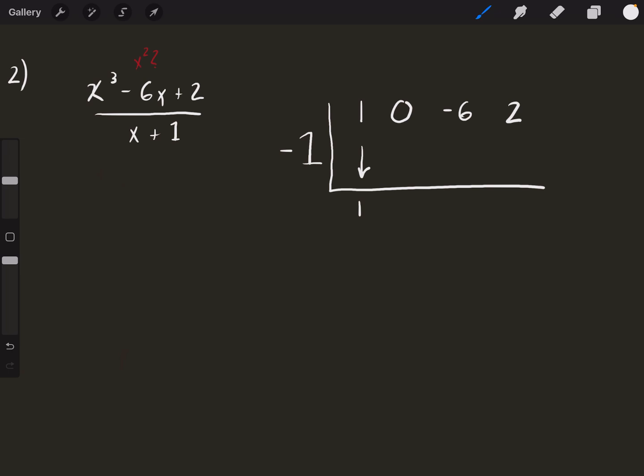We'll bring our 1 down. 1 times -1 gives -1. Okay. So when we write this out, what will this give us? X squared minus x minus 5 plus 7 over x plus 1.